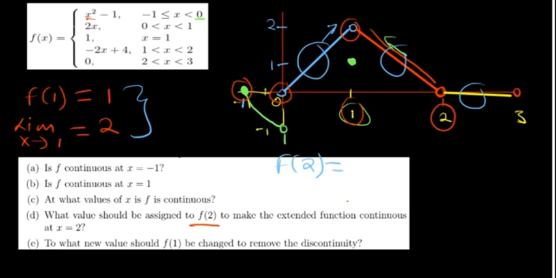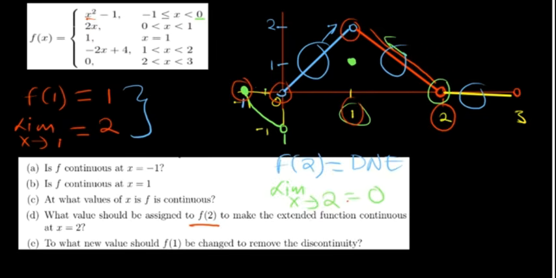As you can see from the graph, f of 2 does not exist. Okay, does not exist. Then what's the limit? So the limit as x approaches 2, from the left and the right hand side, they are all coming towards this very point, which is 0, right?